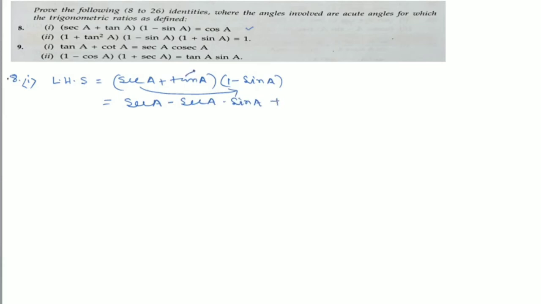So here, in the left hand side, we take sec a plus tan a, here 1 minus sin a, and it is simple. At first we multiply sec a to 1 minus sin a, so it will be sec a minus sec a sin a, and then tan a with 1 minus sin a, so it will be tan a minus tan a into sin a, and here it will be sec a minus sec a into sin a.